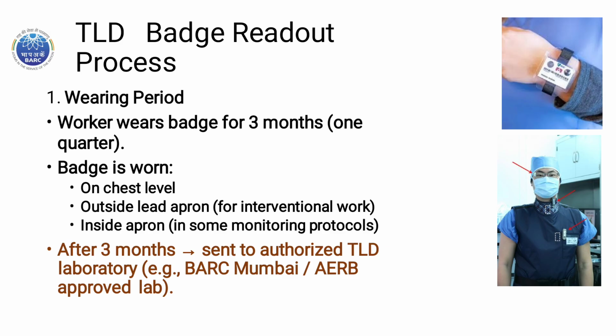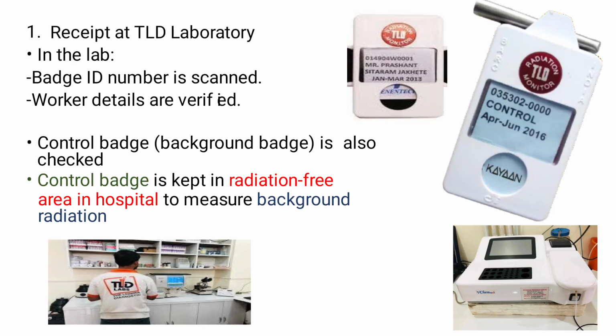The time period for the authorized TLD batches is 3 months, and they should be sent to the authorized TLD labs, such as Avantech, Ultratech, and Rantech, for example BARC, Mumbai, or to the AERB approved labs. Next, once the batches are sent, the receipt of the TLD batch happens within the TLD laboratories. You can see in the image the batches being received at the TLD labs.